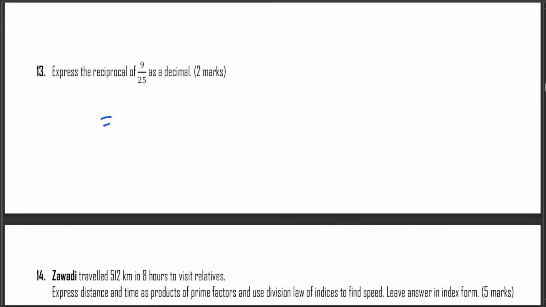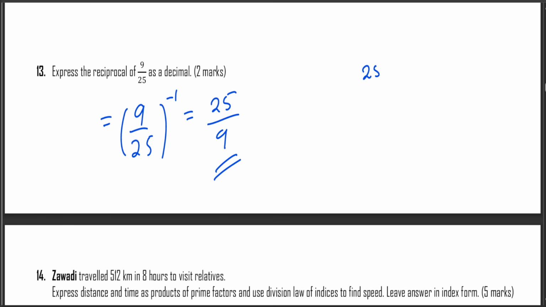Now, the reciprocal of 9 over 25, by definition, is going to be 25 over 9. Okay. Now, you can use a calculator, by the way. I don't see the answers, because you guys are already from grade 10. But if you want, you can do this.